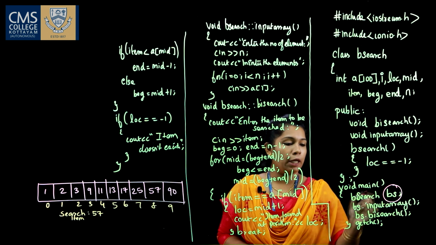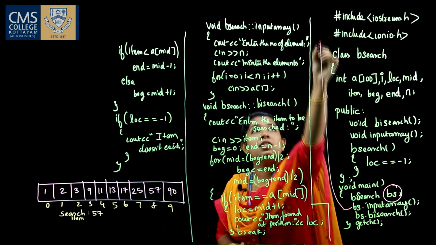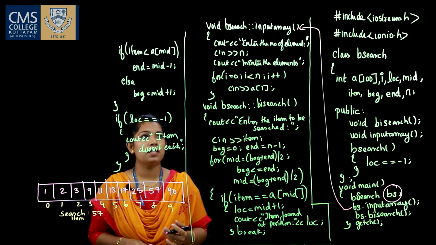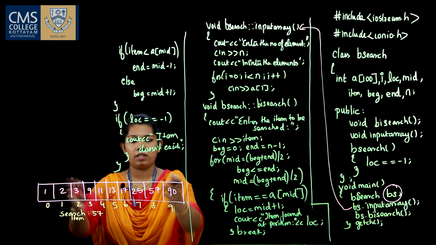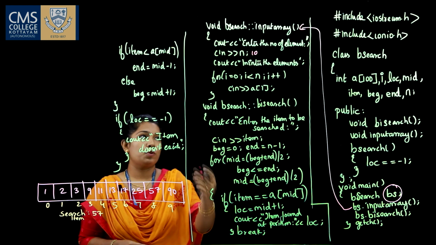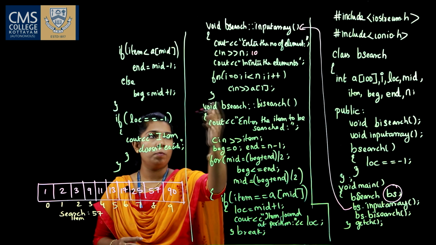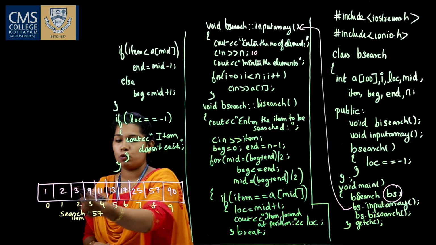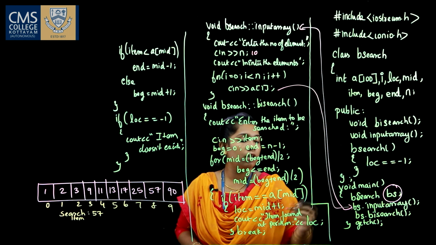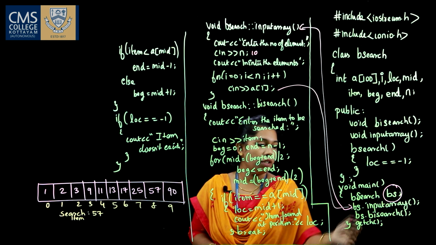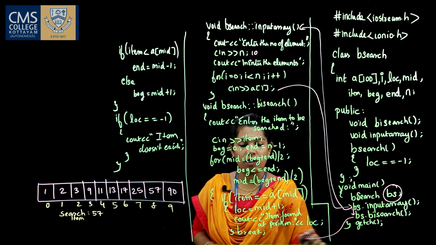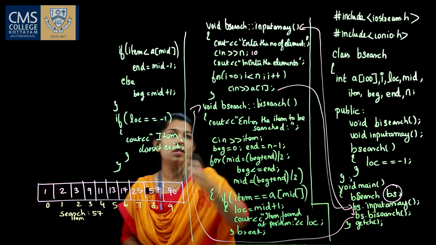So bs dot inputarray, my control transfers to this member function. In that I will ask the user to enter the number of elements. Here you will be entering 10. The same example we will consider, so n will be 10. Now I will ask the user to enter 10 elements. Using the for loop I will get 10 elements, these are the 10 elements 1, 2, 3, etc. After executing this, the control comes back to the line where you have called the function. Then it comes to the next line, bs dot bsearch, so your control transfers to the bsearch function.